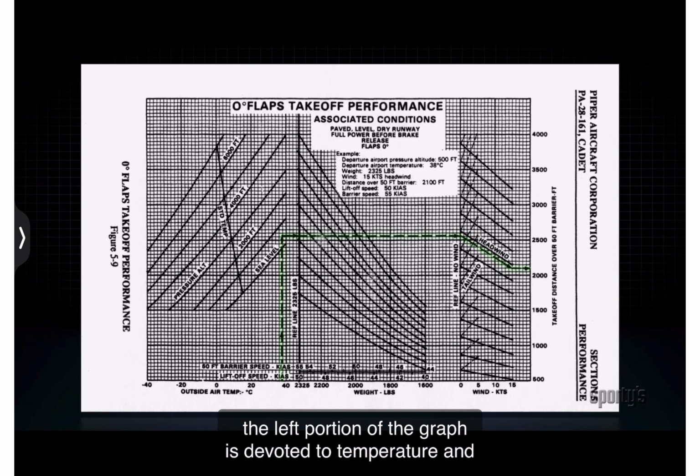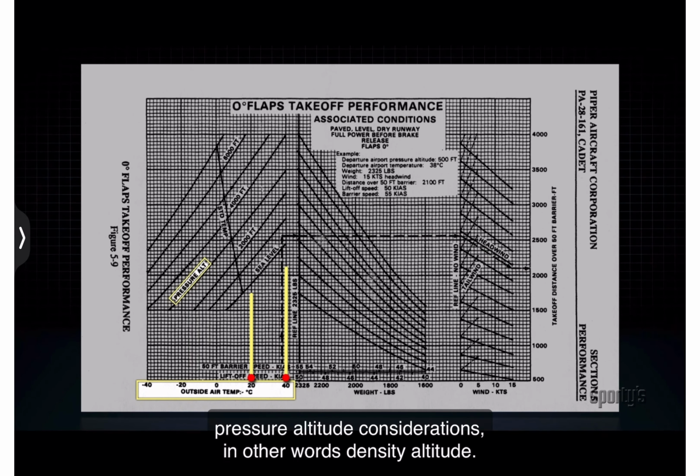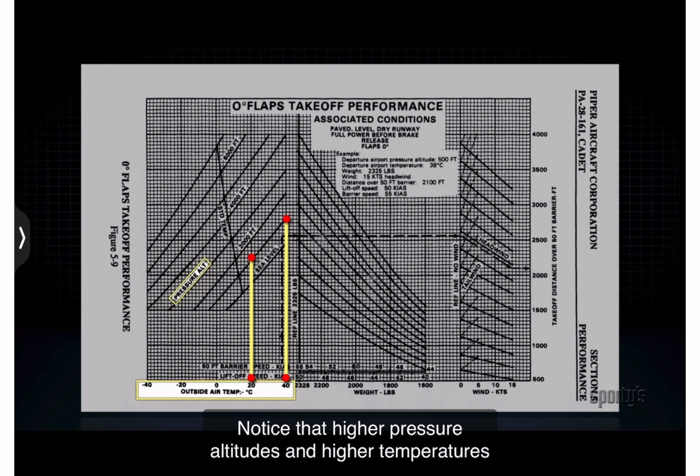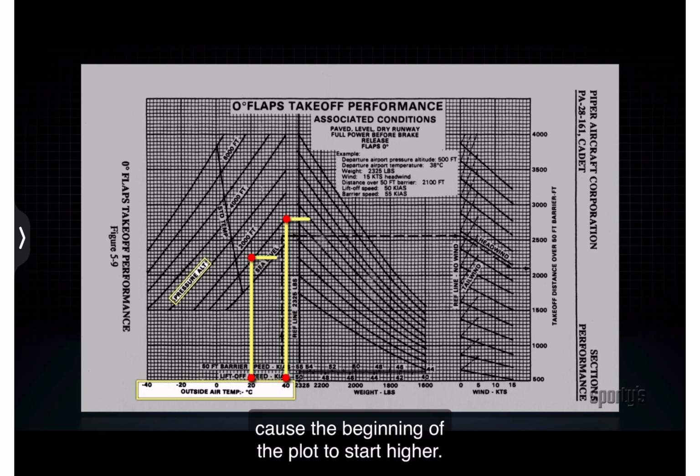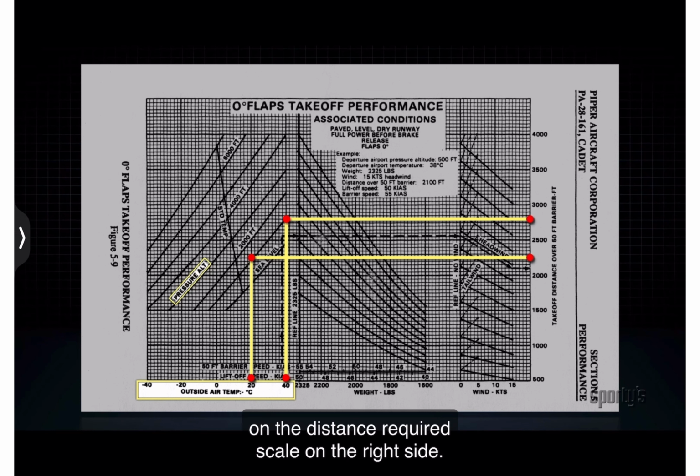The left portion of the graph is devoted to temperature and pressure altitude considerations, in other words, density altitude. Notice that higher pressure altitudes and higher temperatures cause the beginning of the plot to start higher. Starting higher in this section means the plot will end higher on the distance required scale on the right side.